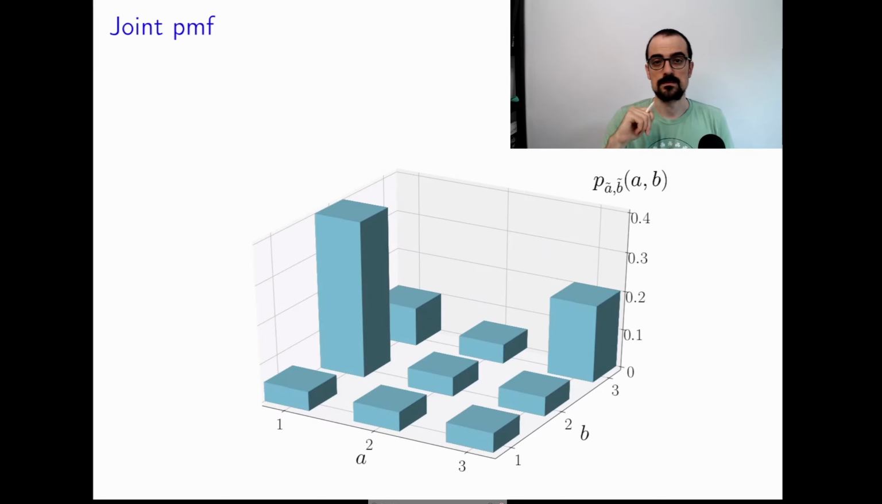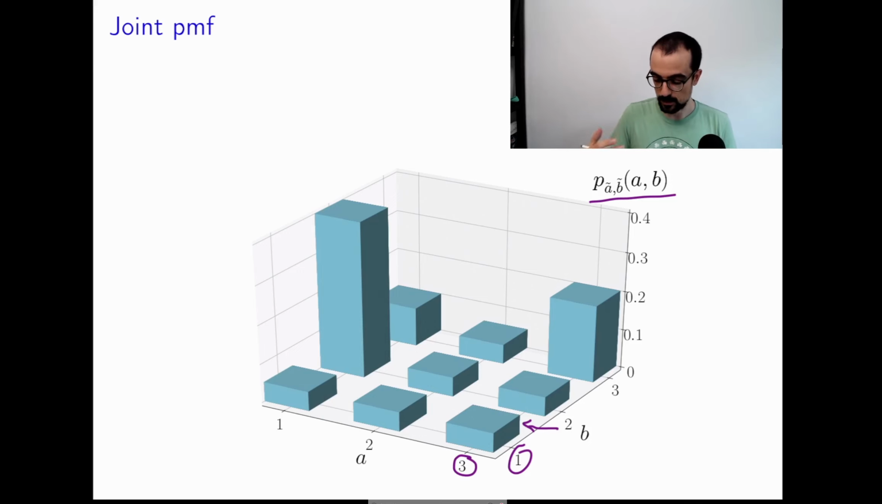Let's remind ourselves what the joint PMF is. The joint PMF gives us all the possible information we might want about the joint behavior of two or more random variables. In this case, we're seeing the joint PMF of two random variables A and B, which is denoted like that. And if we want to know, for example, the probability that A is equal to 3 and at the same time B is equal to 1, then we just look at that entry of the joint PMF and it's equal to 0.05. Okay?